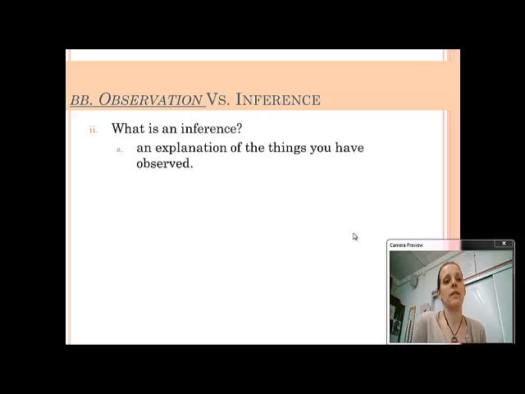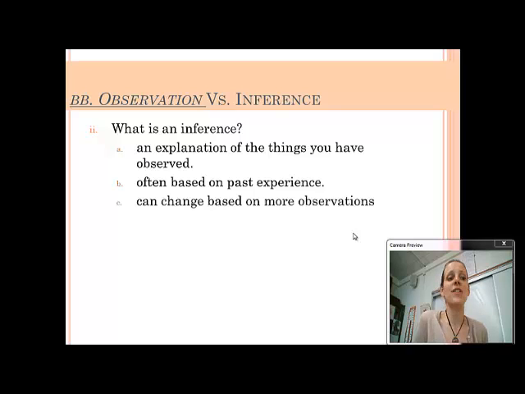An inference, on the other hand, is an explanation of the things that you have observed. You observed that that stove was hot. So the next time you see an electric heat ring that is red, you're going to make the inference that that heat ring is hot and you better not touch it. So this inference is now based on a past experience.